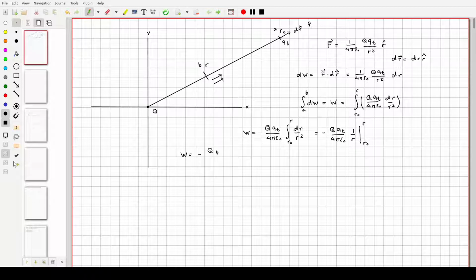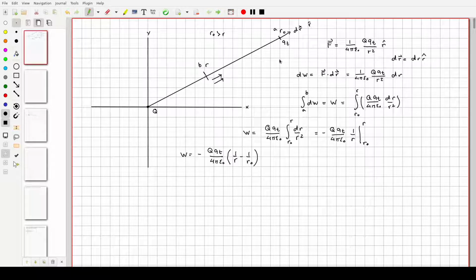Minus big Q, little q sub t over 4 pi epsilon naught, 1 over r minus 1 over r naught. Now, I want you to take a look at this. r naught very clearly is going to be bigger than r. I'm starting out here and I'm ending up here. So when I do these divisions, this is going to be smaller than this. So the difference between these two is going to be a positive number. You have a minus sign that sits out front. Both of our charges are positive. And what that means is I'm doing negative work.